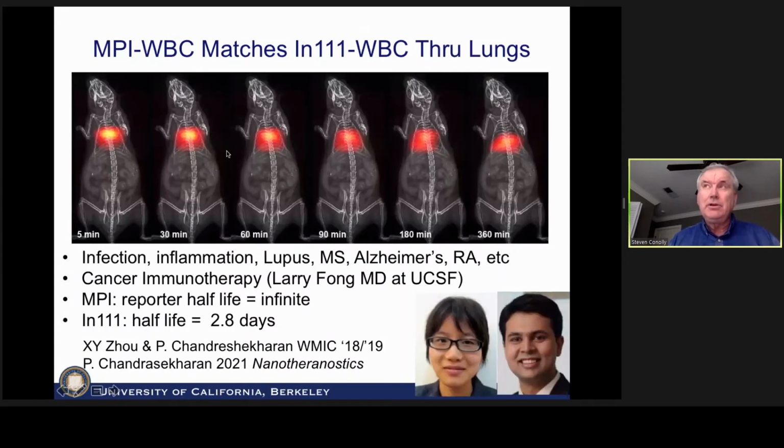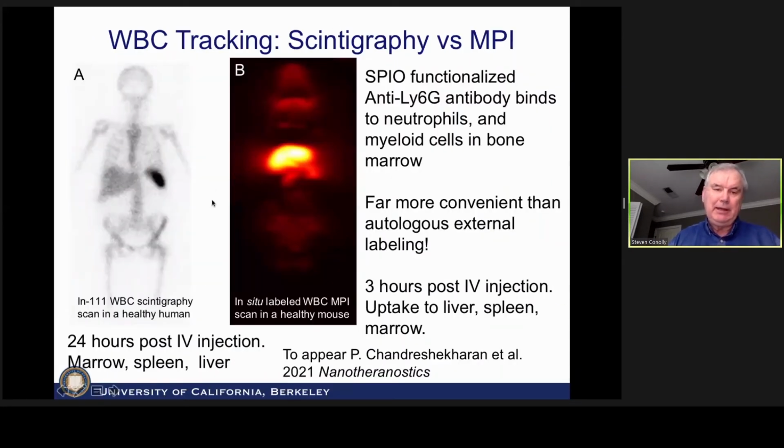So in the early days of this, we published a couple of efforts trying to track, basically duplicate, indium-111 white blood cell imaging. We think this could be really exciting with cancer immunotherapy. We're working with Larry Fong at UCSF, a real leading immunotherapy guy.